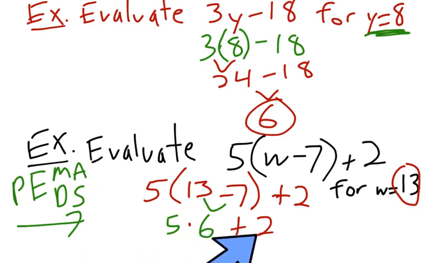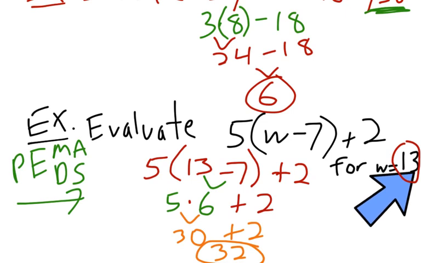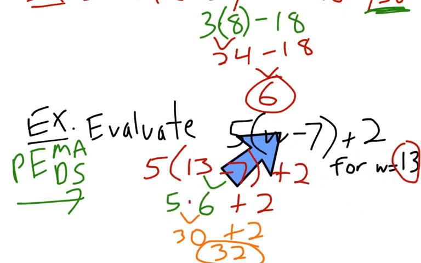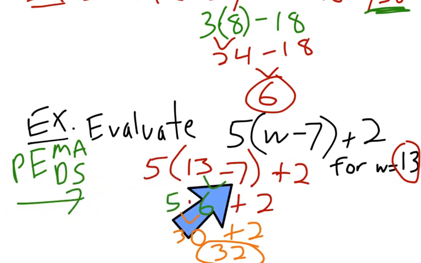Alright, so 5 times 6 plus 2. Now I don't have any exponents, but I do have multiply and divide. I have multiply, so I'm going to do 5 times 6 next. That'll give me 30 plus 2, and 30 plus 2 is just 32. So again, to recap, we plugged in the number for w and put it right in there. For w we put 13. Then we did our order of operations. We did our parentheses first, and we know that a number in parentheses means multiply. And we did that next before addition.